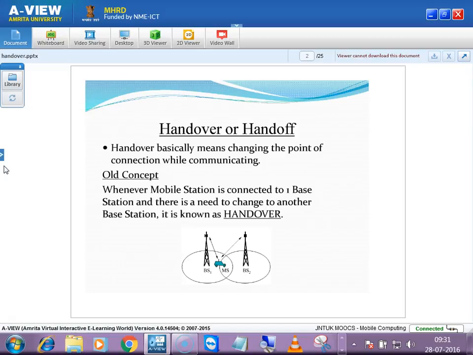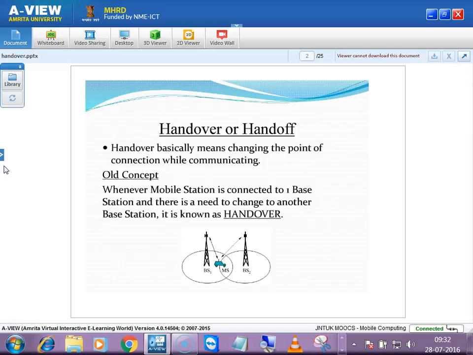If there is no need to change to another base station, fine; if there is a need to change to another base station, it is called handover. See, here the mobile first starts here and is connected to base station 1. When he is moving, he gets signals from both base station 1 and base station 2. When he is moving towards base station 2, the signal strength of BS1 will decrease and the signal strength of BS2 will increase, right?